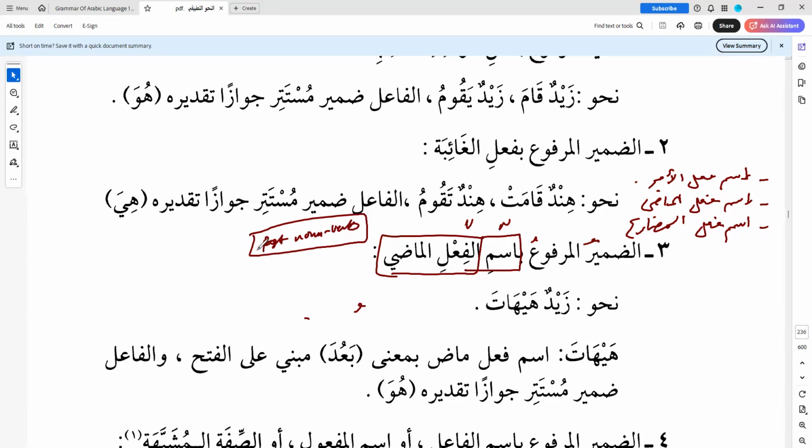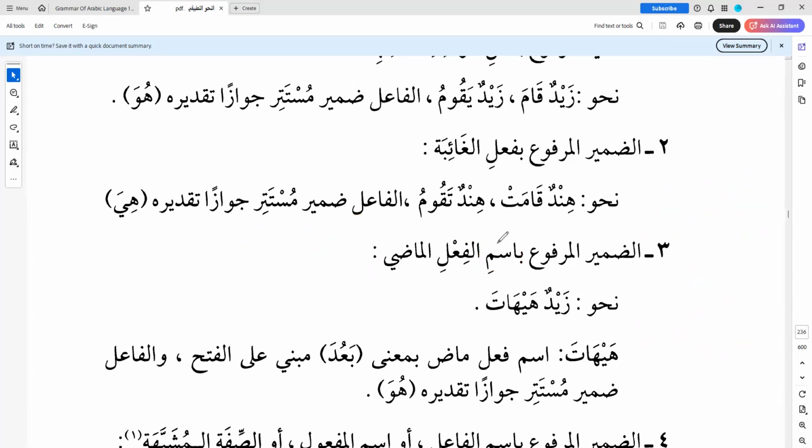Something that is behaving like a verb but is a noun, that is the ismul fi'l. We've already discussed that. And the ismul fi'l we have for the amr, for the madi, and for the mudari. So if damir can be mustatir, we can also look at it from the perspective of ismul fi'l al-madi. And one of the ismul fi'l al-madi is hayhat. Hayhat is like saying it is impossible.